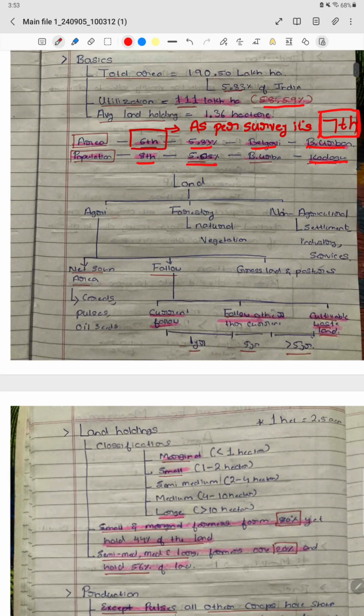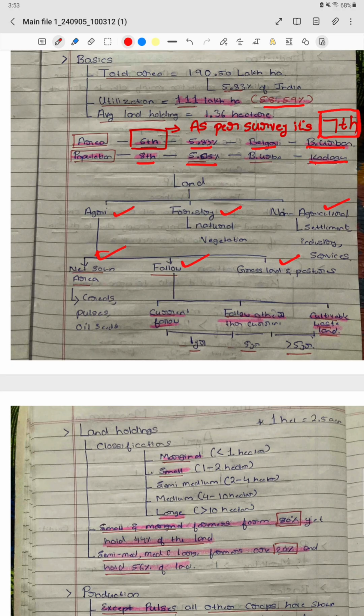Then we have to know how the land is classified. Generally it is classified into agricultural land, forest land, and non-agricultural land. Forest means where the natural vegetation is present. Then non-agricultural land is generally used for housing, industries, and other services. In agricultural land we again have three classifications: net sown area, fallow land, and grassland with pastures. In net sown area, we generally grow agricultural products like cereals, pulses, oil seeds, etc.